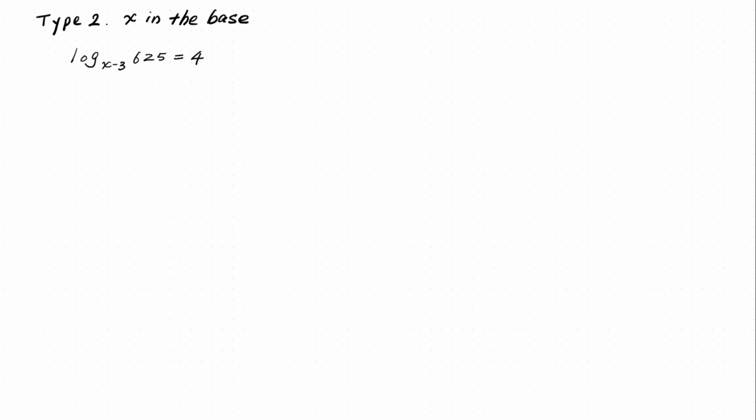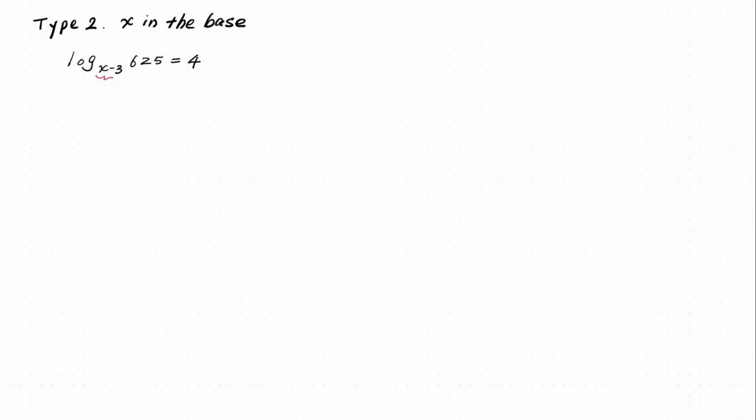In this video, let's look at a different type of log equation. Log base x minus 3 of 625 equals 4. Notice that in this equation, the variable x is in the base rather than in the argument. This isn't as common as when x is in the argument, but it's still important to know how to solve these equations.